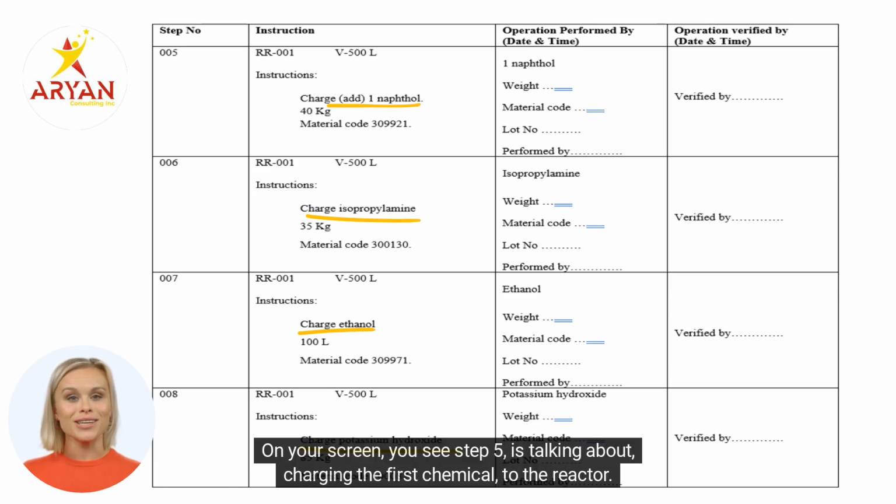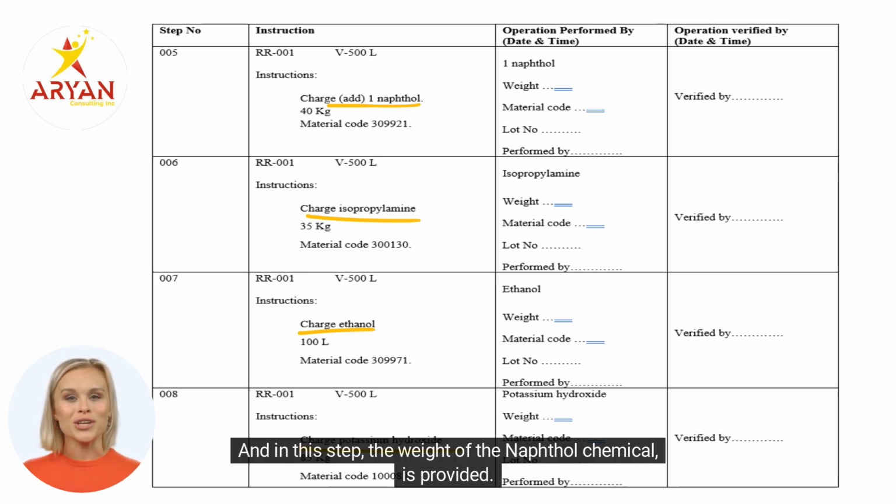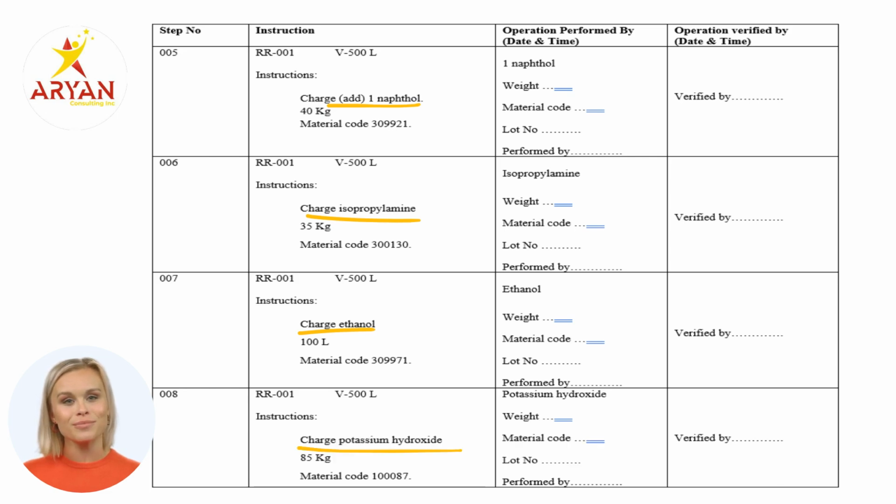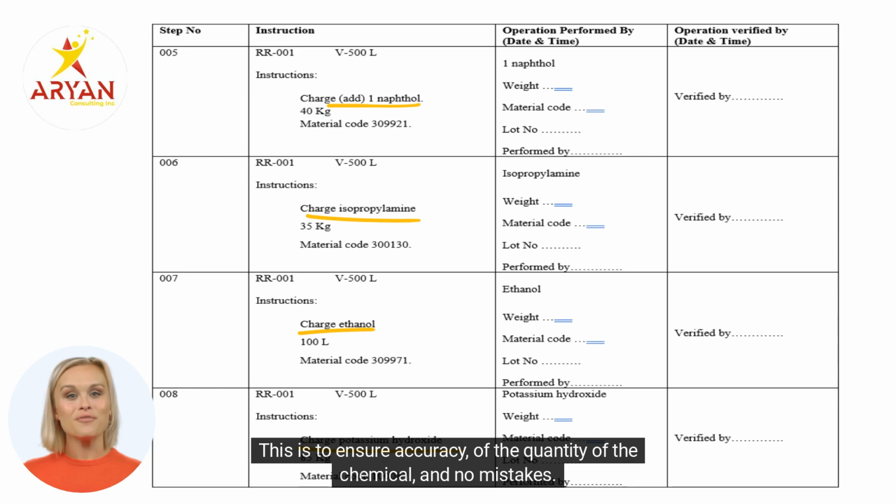On your screen, you see step 5 is talking about charging the first chemical to the reactor. In this step, the weight of the naphthol chemical is provided. Also, the material number of the chemical naphthol is given. This is to ensure accuracy of the quantity of the chemical and no mistakes.